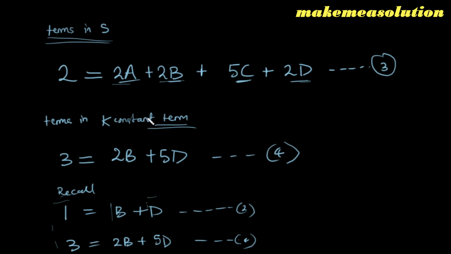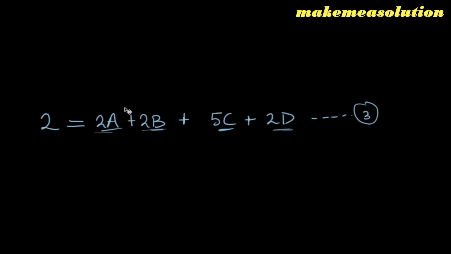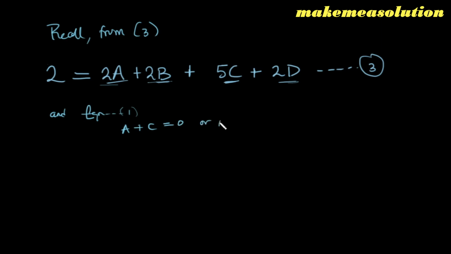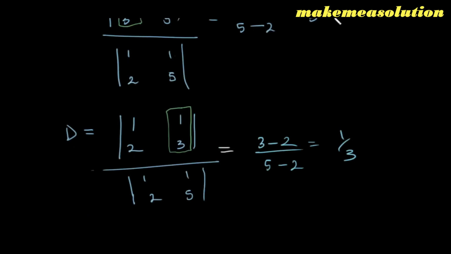So let me copy out equation 3 so that we can now find the values of a and c. Control C, Control V. So this is our equation 3. Recall from equation 3 and equation 1, we got a plus c is equal to 0, or a is equal to minus c, or c is equal to minus a. We have already gotten b to be 2 over 3 and d to be 1 over 3 from what we solved up here.